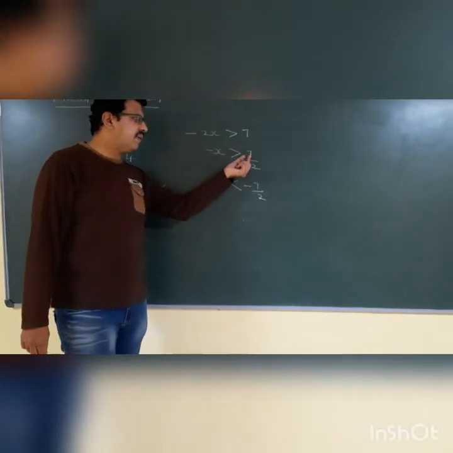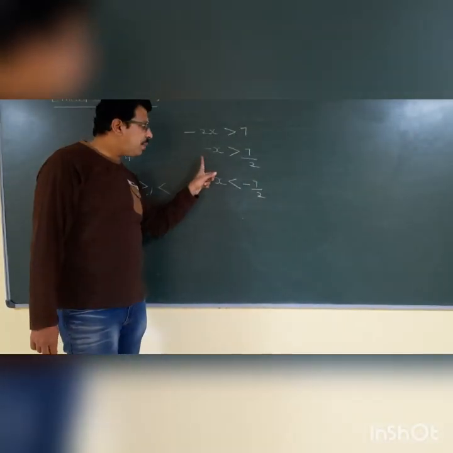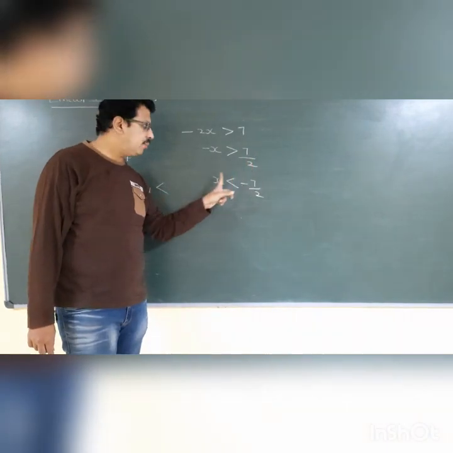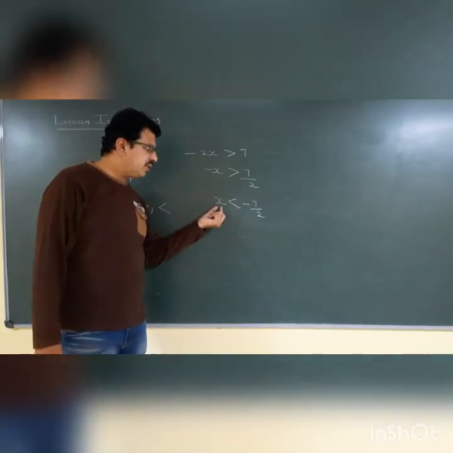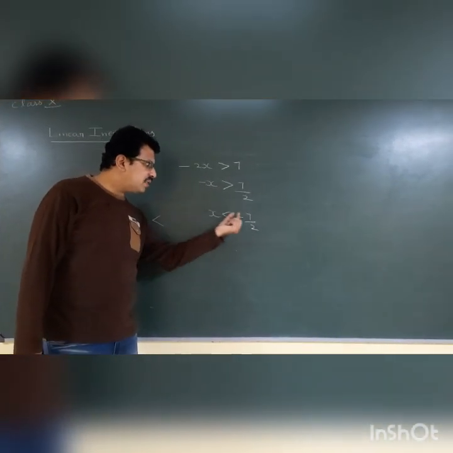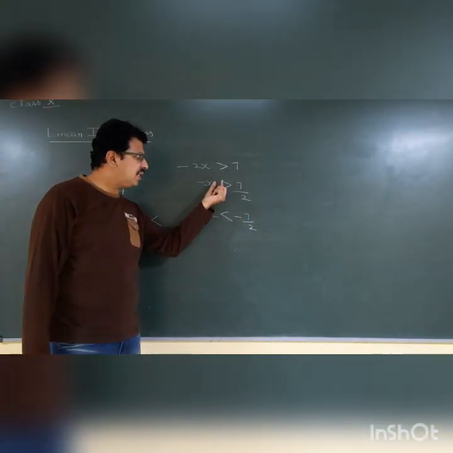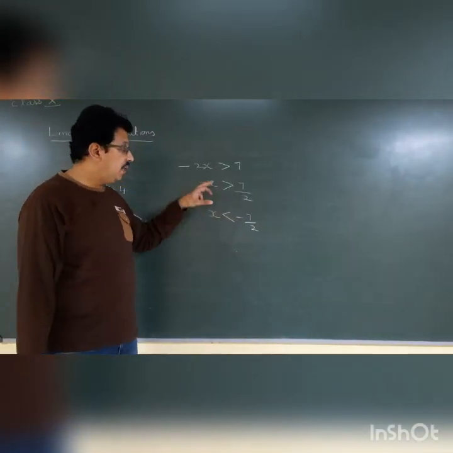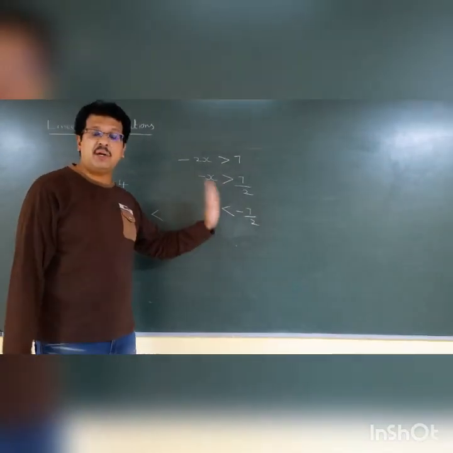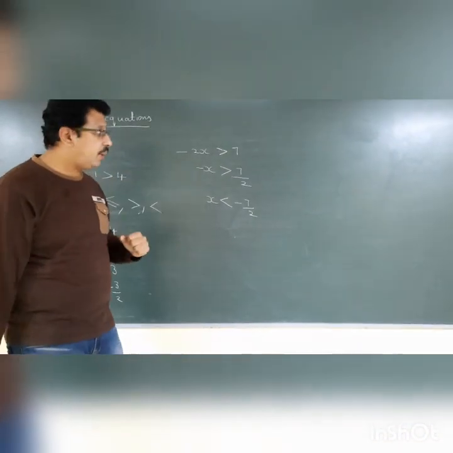Minus x is greater than 7 by 2. If you multiply both the sides by minus, it becomes x is less than minus 7 by 2. So what happens, children? We are multiplying both the sides by a minus sign, so the inequality will change. Greater will become less here. So this is one of the very important steps, that the inequality reverses whenever we multiply both sides by a negative. So children, you need to observe very carefully.